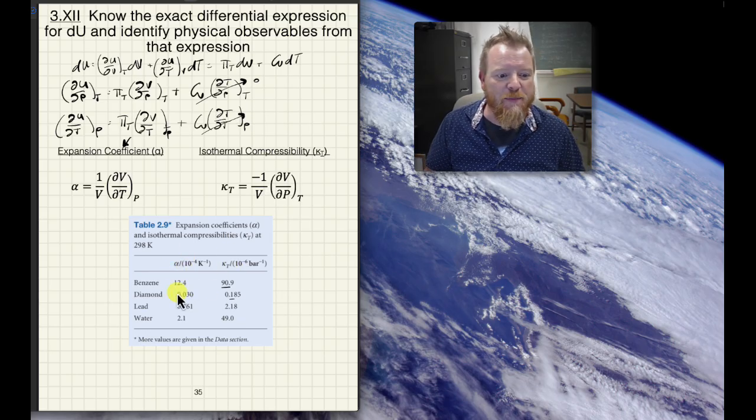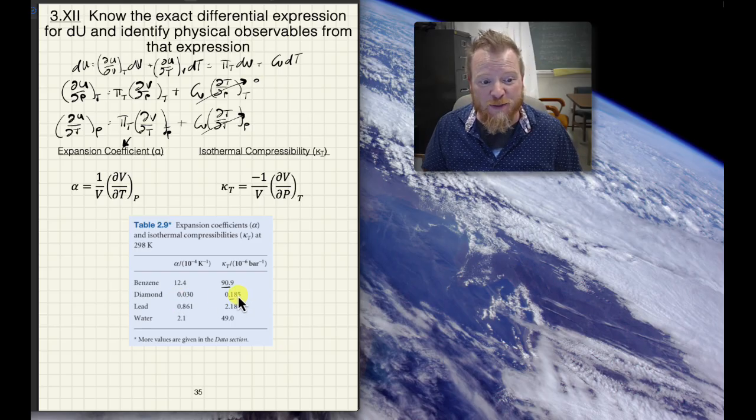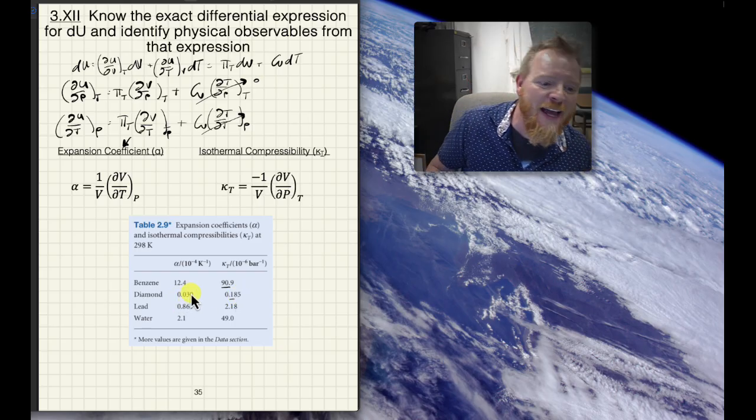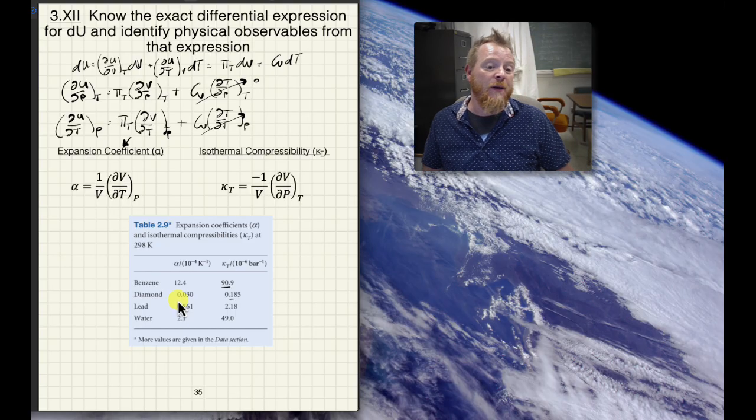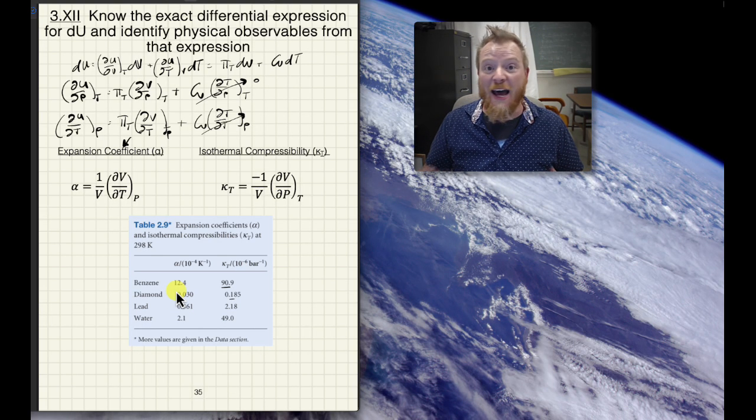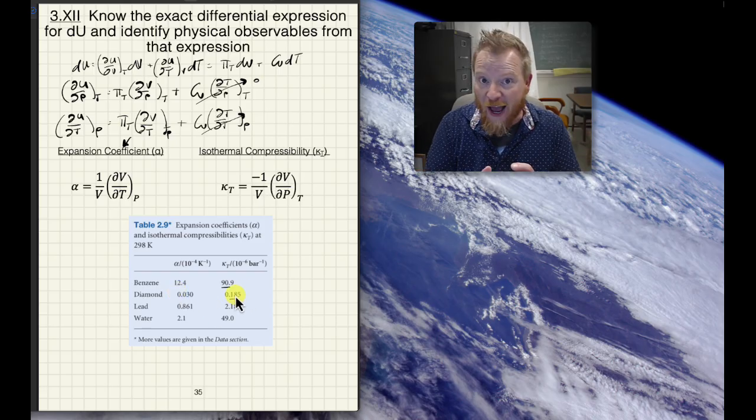And if we now compare that to something like diamond, diamond has both a very small isothermal compressibility and a very small expansion coefficient, meaning diamond will not expand by very much when we heat it up, nor will it compress when we add a lot of pressure to it.